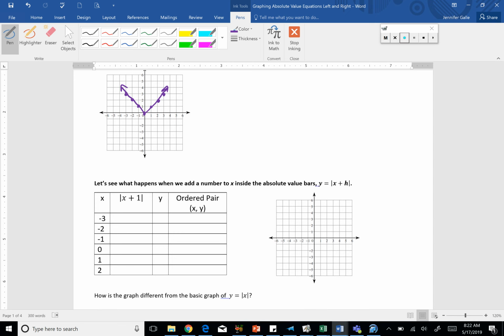So first up, I want to see what happens when we add inside our absolute value bars. If you notice on the end here, I have an x, and then I just put a generic plus h in there. h can be any number we want. So what's going to happen when I add a number inside those bars? Because we don't know what this is going to look like yet, I do have a table piece just for this one today.